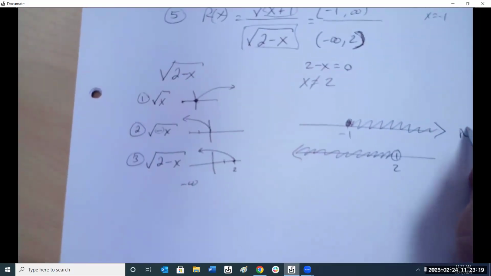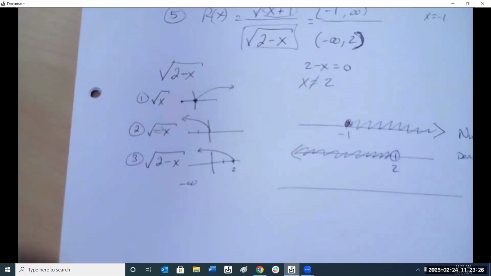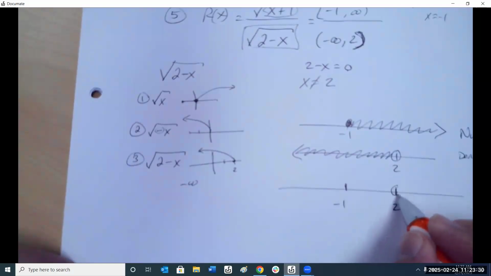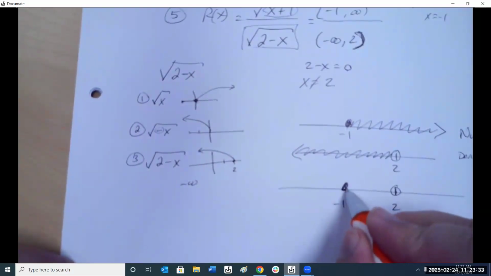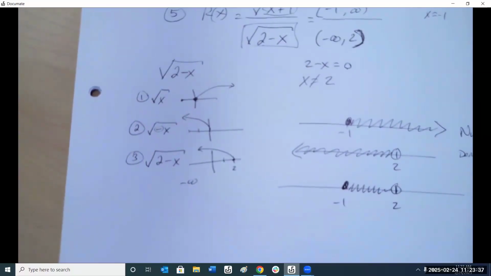So this is the numerator, this is the denominator. So where these two graphs overlap, that's the domain of my function. It could only be where they both overlap. Make sense?